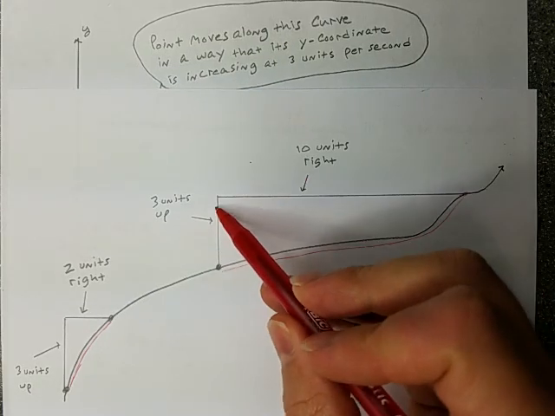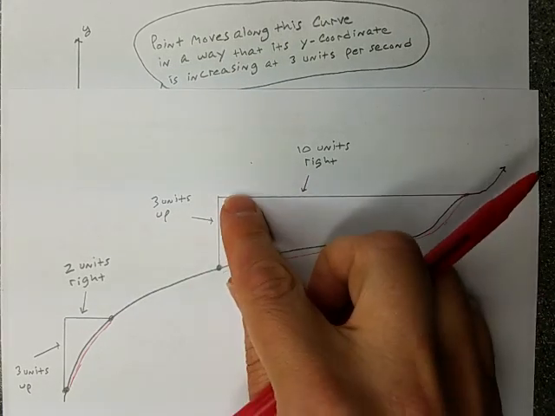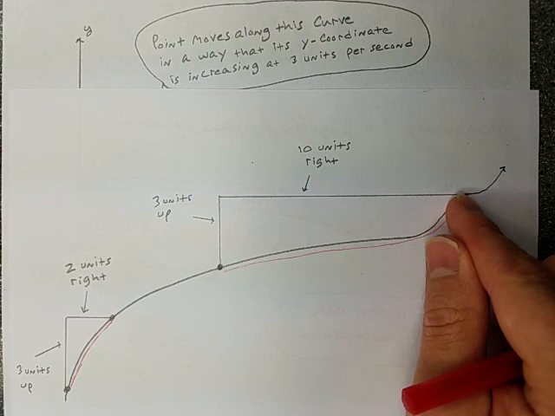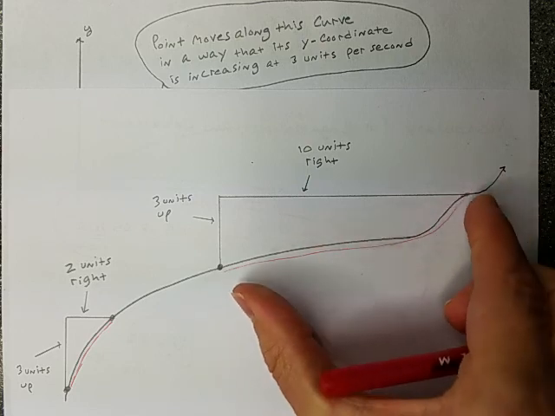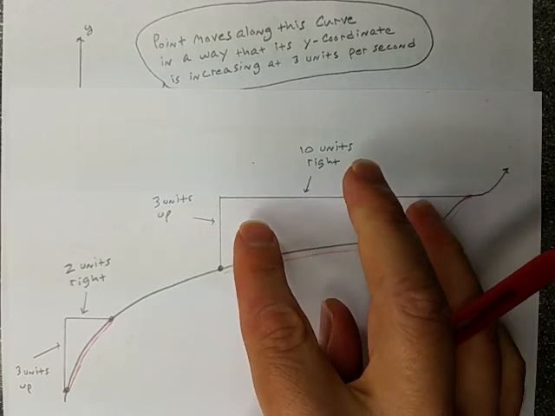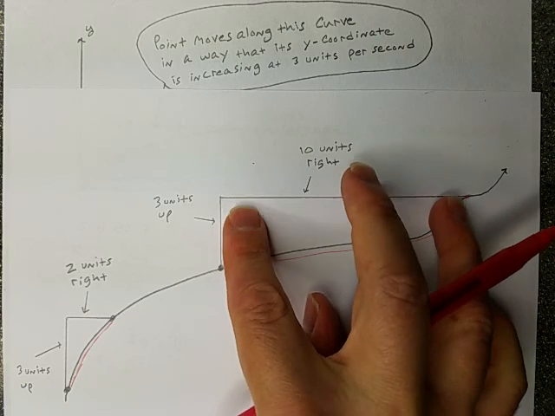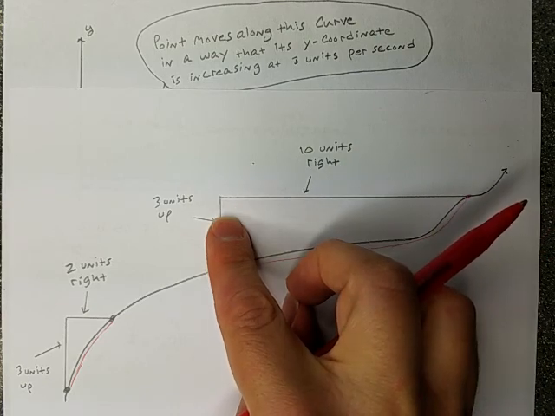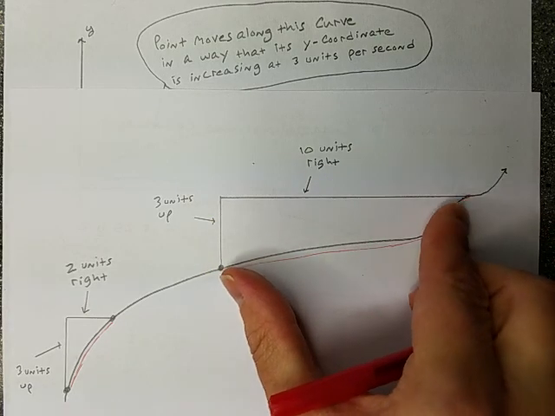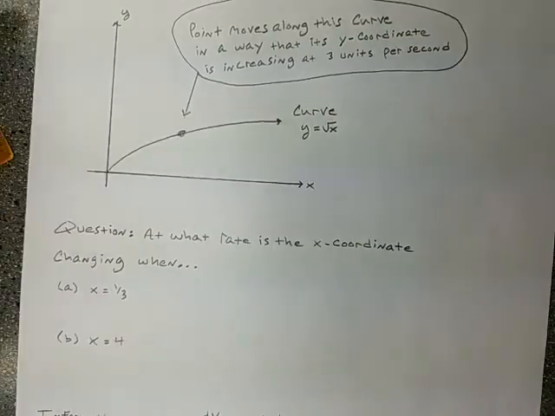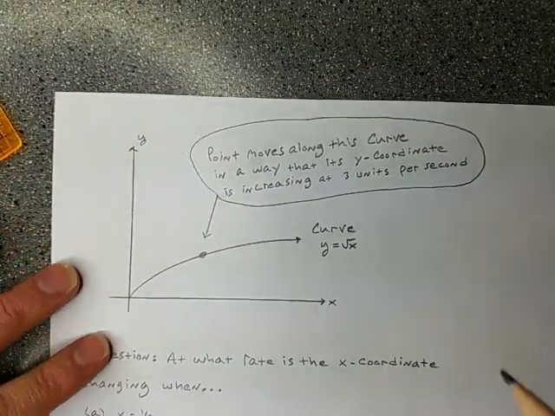Moving 3 units upwards requires you to move 10 units to the right. So in 1 second of time, you're moving more than 3 times further to the right than you are up when the curve is more horizontal. So here's what I'm thinking. Here's how that translates to this question.